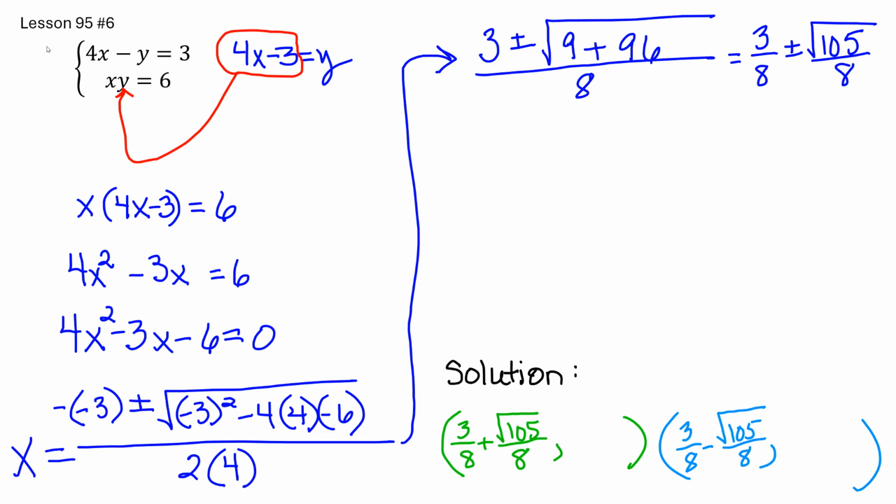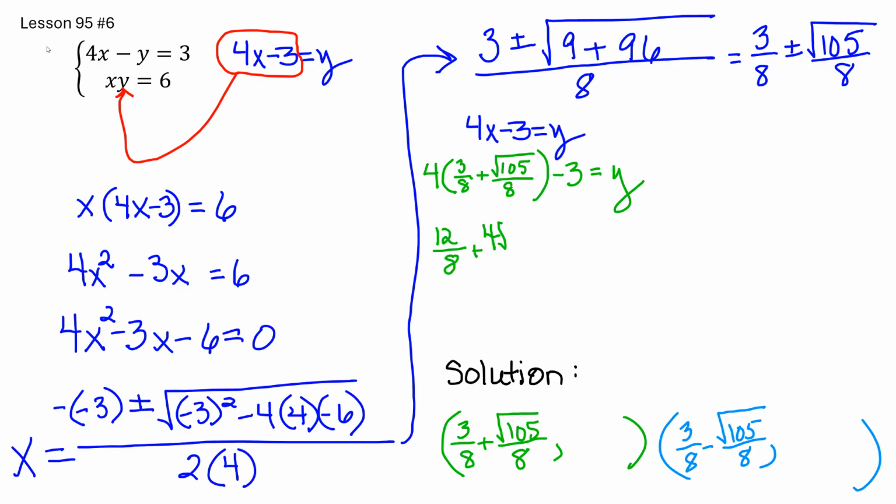So now we have to plug each one of those in to that 4x minus 3 equals y, that first equation, the linear equation. We'll plug each one of these in for x and see what we get for y. So we'll first plug in that green one, 3/8 plus the square root of 105 over 8. And that will tell us what y is. We'll multiply by 4, so 12/8 plus 4 square root of 105 over 8 minus 3, which is 24/8, is equal to y.